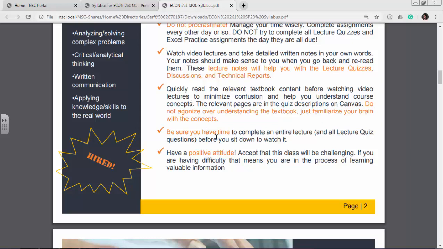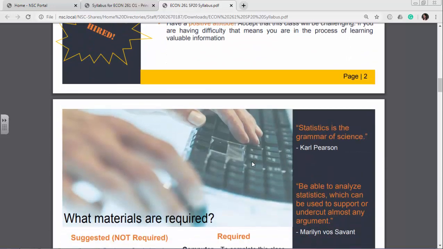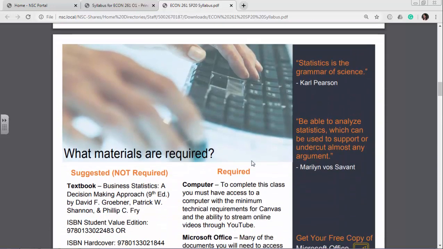Also, make sure that you set aside time to complete an entire lecture. They're not too terribly long, but you want to make sure that before you sit down for a lecture, you have time to actually get through the whole thing. And then finally, please have a positive attitude. This class is challenging, but by the end, I think you'll surprise yourself and you'll walk away with some really useful skills. So here's two of my favorite quotes.